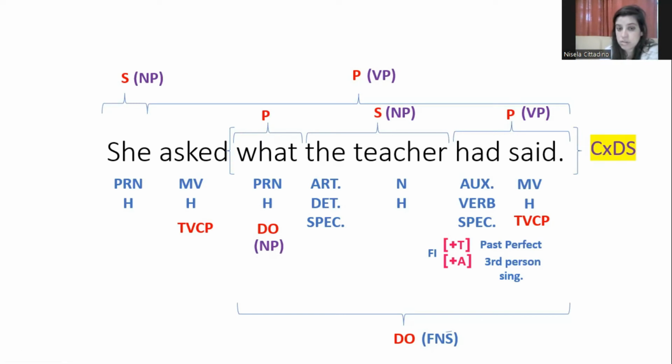Inside the relative clause, the teacher is the subject, and had said is the predicate. Okay? Now let us analyze the different parts of the sentence. She, the subject, the noun phrase, is a pronoun and the head. Asked is the main verb of the sentence and the head, and it is a transitive verb because it needs a direct object of complete predication.